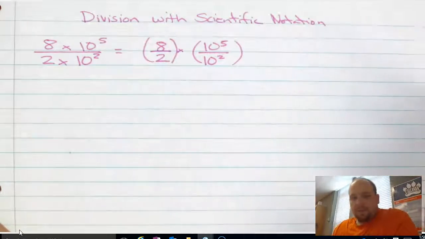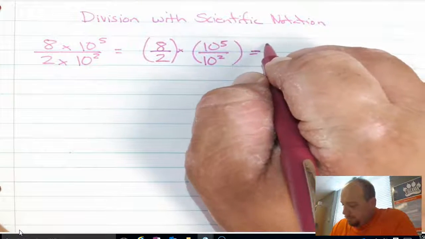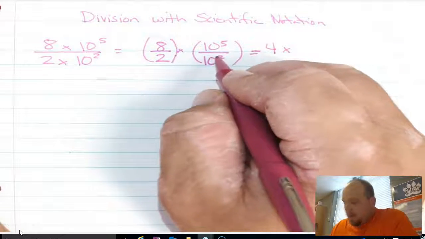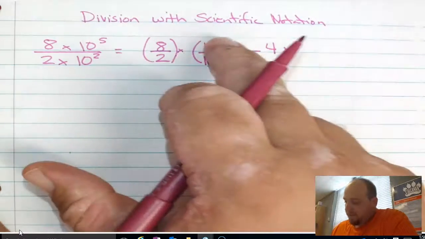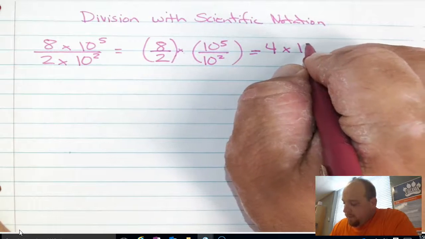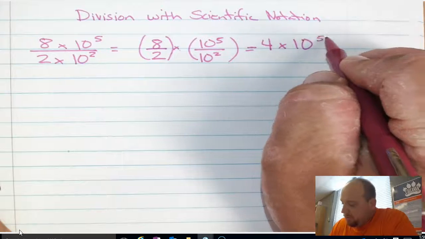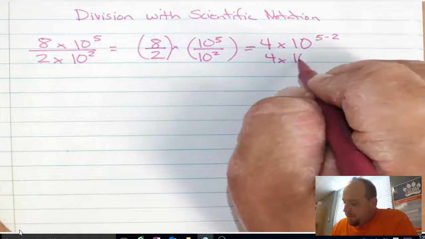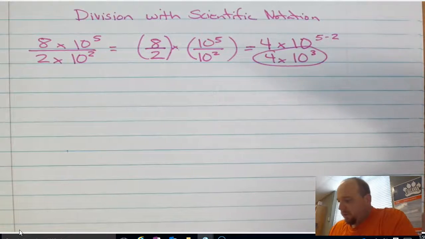I do 8 divided by 2, which I might need to use my calculator for. 8 divided by 2 will give me an answer of 4. I'm going to multiply, because that's what I'm doing in this problem. Reminder, when we have powers of 10 like this and we're dividing, we have to subtract. So we take the top one and we subtract the bottom one. The power I do is 5 minus 2. When I do 5 minus 2, I know that I end up with an answer of 10 to the 3rd power.